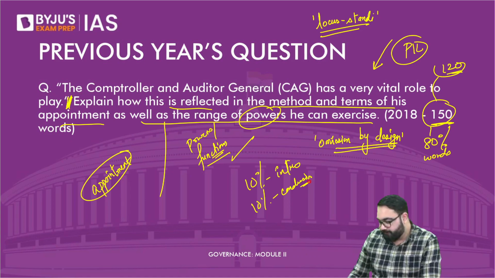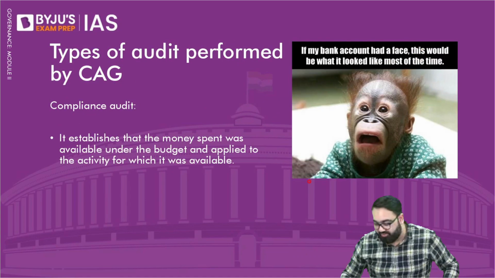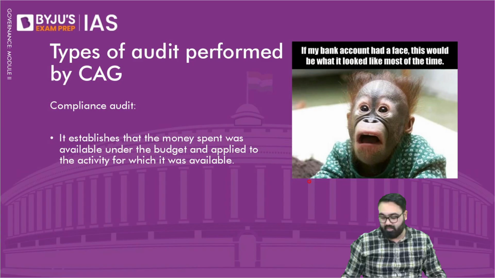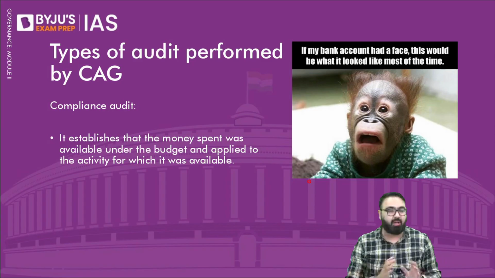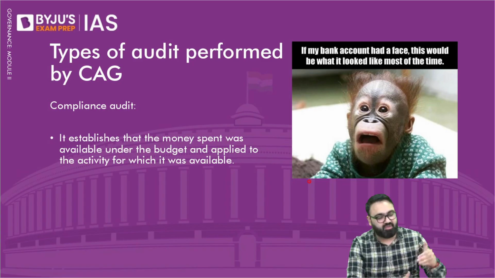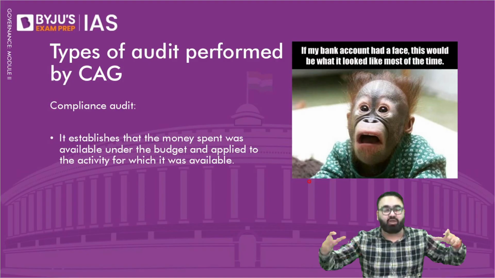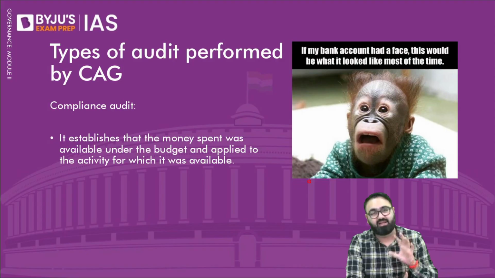Okay. Now let's come to where we had left yesterday. Now, if you actually come here, this is where we had left this. The CAG audits the government accounts, that is fine. But there are different types of audits that the CAG conducts. Please understand this. There are different types of audits that the CAG conducts. Please listen to these one by one.